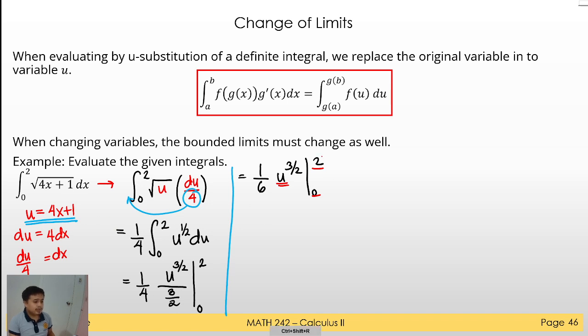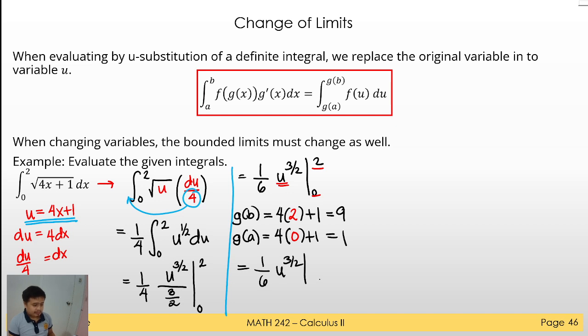So for the upper limit, let's call this g of b, we will substitute the value of 2 to this x. So this will be 4 times 2 plus 1, which is equal to 8 plus 1, which is 9. And then for the lower limit, again using this equation, we have 4 times 0 plus 1. Therefore, this will be 1. Therefore, the new limits, instead of from 0 to 2, will be 1 to 9.